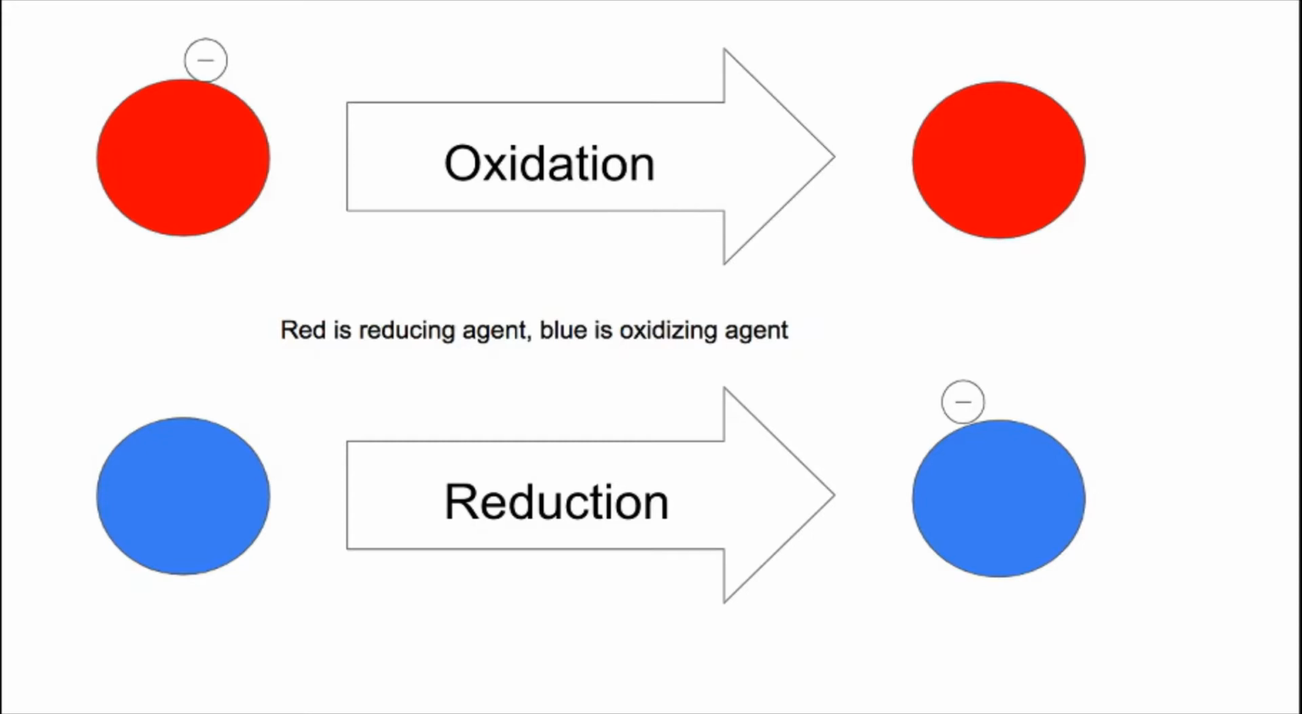For example, in this case, the electron from red is given to blue, and also red is a reducing agent and blue is an oxidizing agent. What this means is that red is itself oxidized, which allows blue to be reduced, and blue is reduced, which allows red to be oxidized. Thus, a reducing agent causes other atoms or substances to be reduced, and oxidizing agents cause other substances to be oxidized.